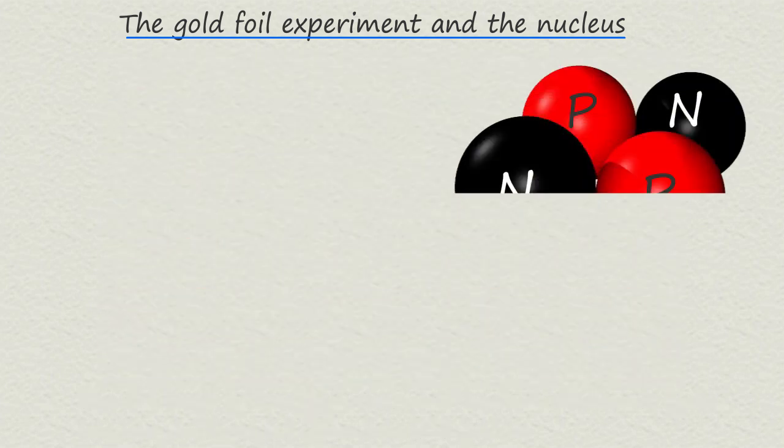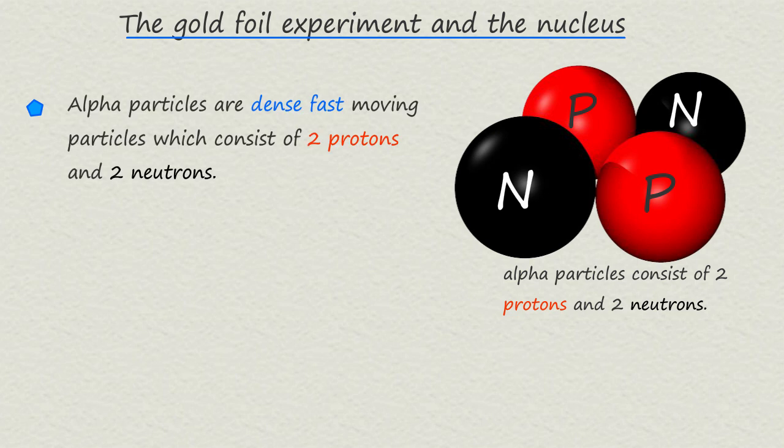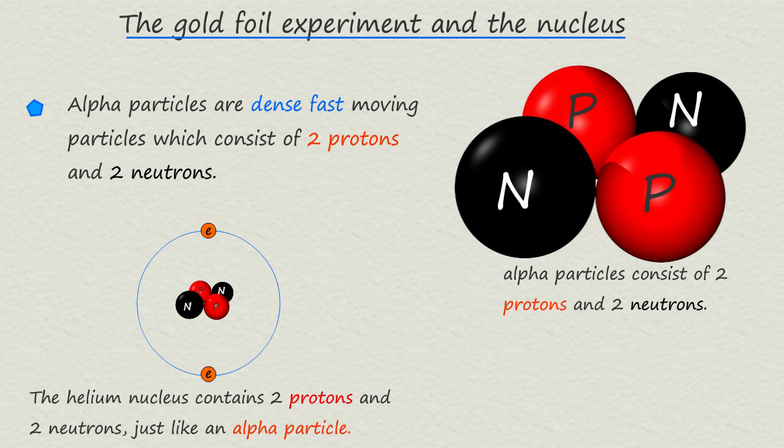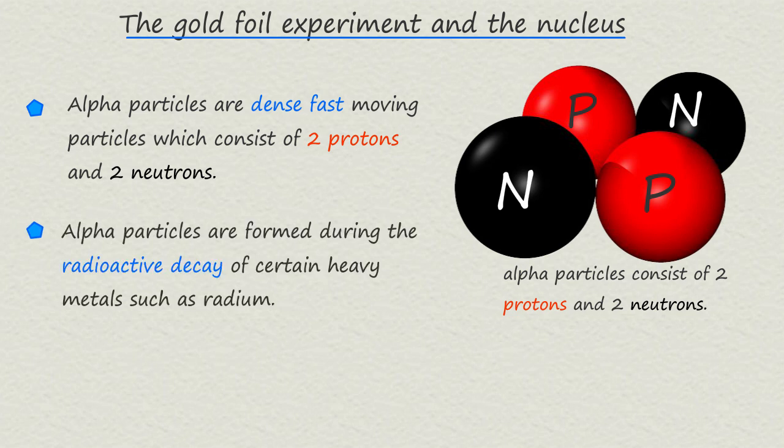Their idea was to fire fast-moving alpha particles at a thin sheet of gold foil. Now, alpha particles are dense, fast-moving particles which consist of 2 protons and 2 neutrons. In fact, alpha particles have the same makeup as you would find in the nucleus of a helium atom. Now, the alpha particles, which can be produced by the radioactive decay of certain heavy metals such as polonium and radium, are fast-moving dense particles with a 2+ charge.